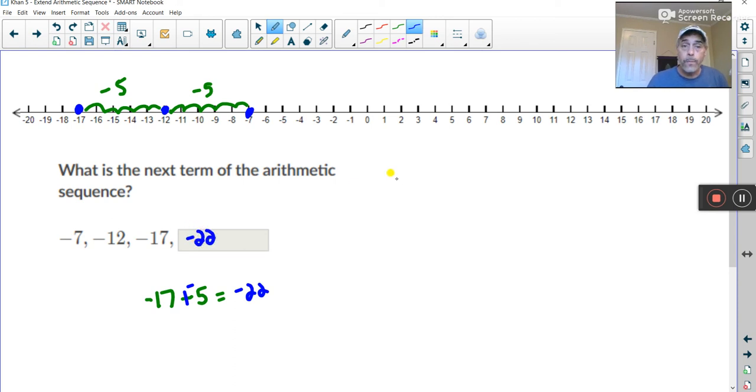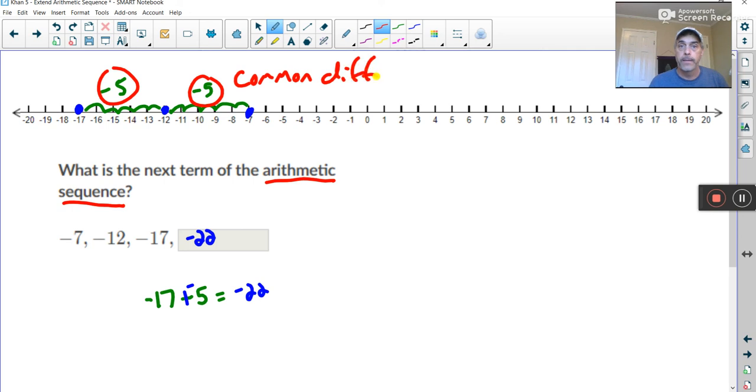Okay, so hopefully you're developing this understanding that an arithmetic sequence means that we have to add or subtract the same number repeatedly. And we can find the next term in a sequence by figuring out what this common difference is and then applying it to this last term that they give us to give us the next term. Good luck.